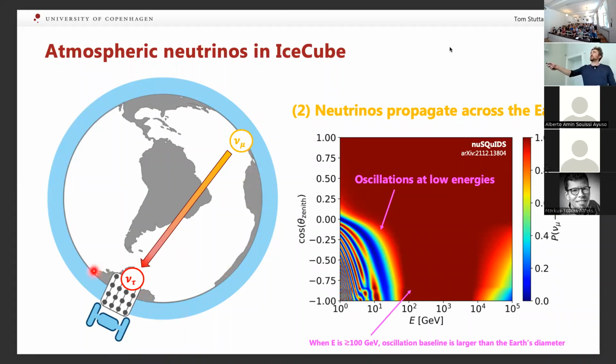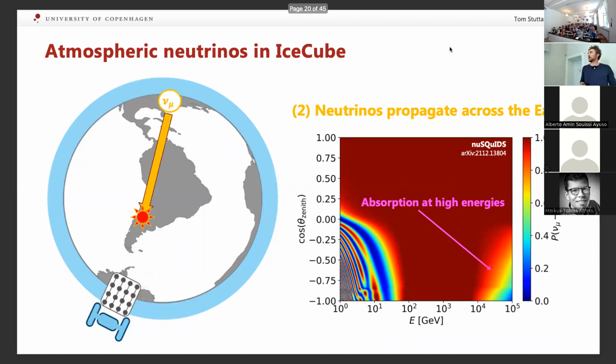And what this plot here is what we normally call an oscillogram. What this shows you, as a function of the neutrino energy and direction, which is basically a proxy for its travel distance, is the probability of a muon neutrino to still make it as a muon neutrino to the detector. And there are two main things to look at here. In this low energy region around 10 GeV and lower, you see these oscillation patterns. So at low energies, order tens of GeV, we're seeing neutrino oscillations take place for neutrinos that are traveling all the way through the Earth.